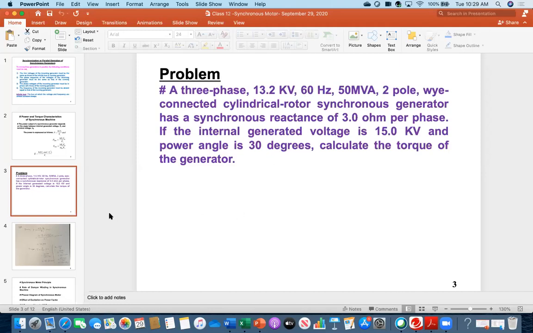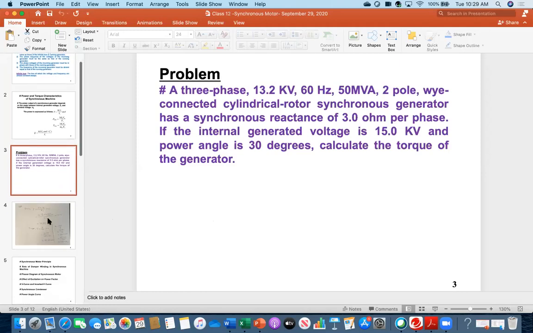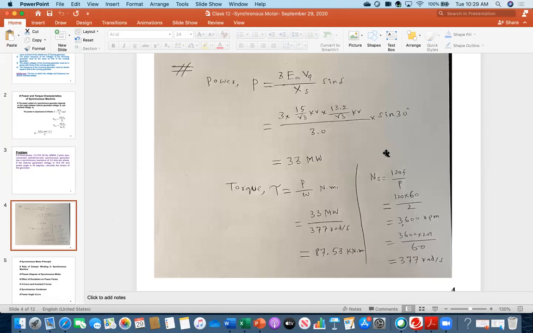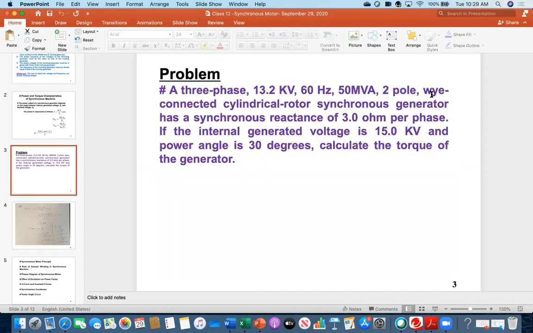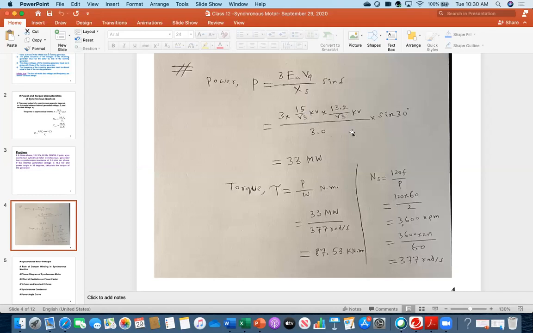Okay, so everybody, those who are still doing, see my handwritten calculation, and then you match where you are making a mistake. Everybody please look at this. This is 15 over root 3 kV, and terminal voltage V phase is 13.2 over root 3 kV. I am dividing by root 3 because, see the problem, at the end of the first line, this is a Y connected system. And I said both 15 and 13.2 are line voltages, line to line. That's why I'm dividing by root 3. XS is already expressed in per phase system. And then with sine 30 degree, I got 33.